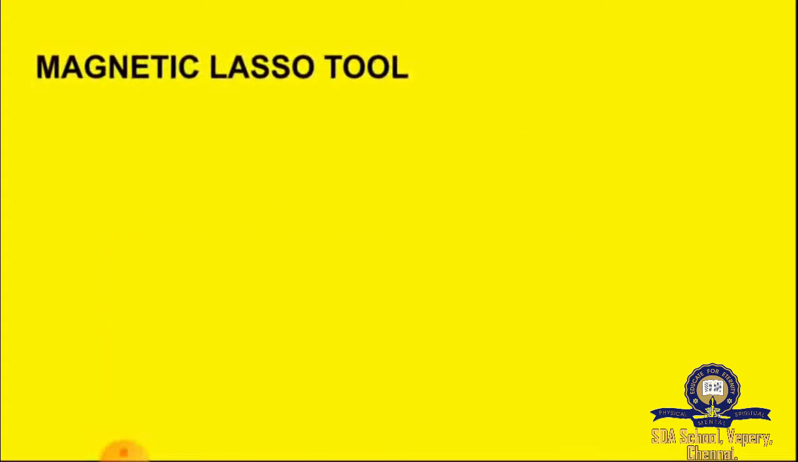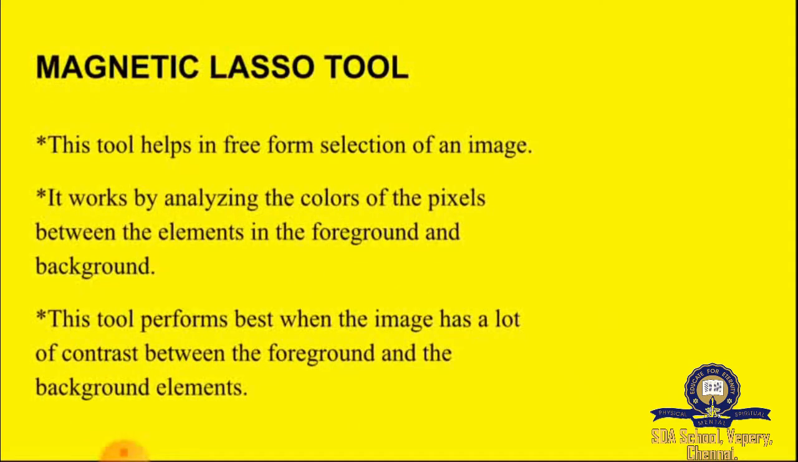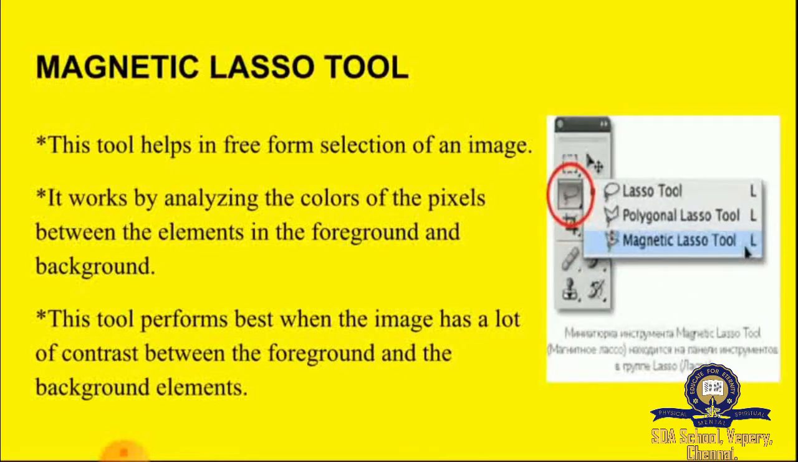Next is magnetic lasso tool. This tool helps in free form selection of an image. It works by analyzing the colors of the pixels between the elements in the foreground and background. This tool performs best when the image has a lot of contrast between the foreground and the background elements. Can you see the icon of the magnetic lasso tool? Yes, that is the icon of the magnetic lasso tool.